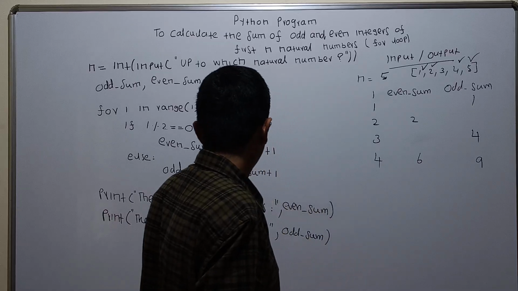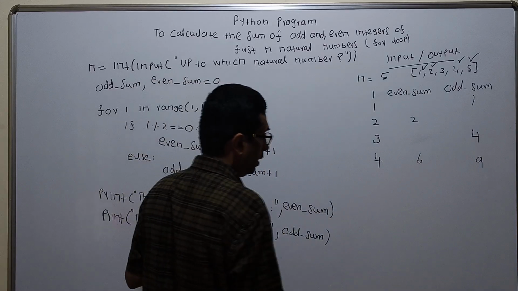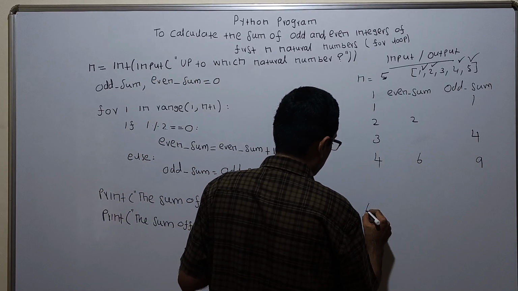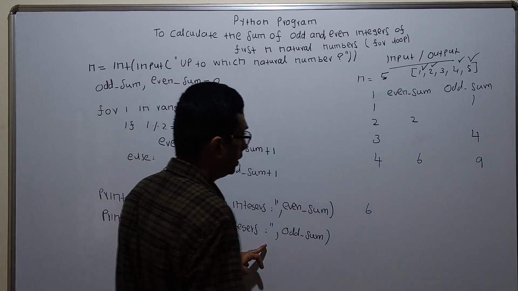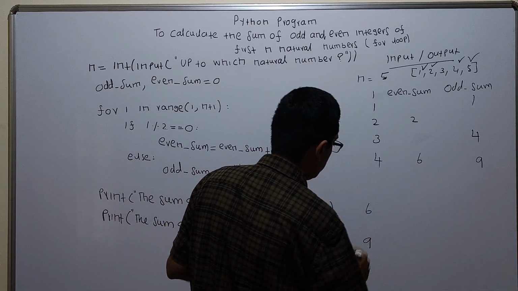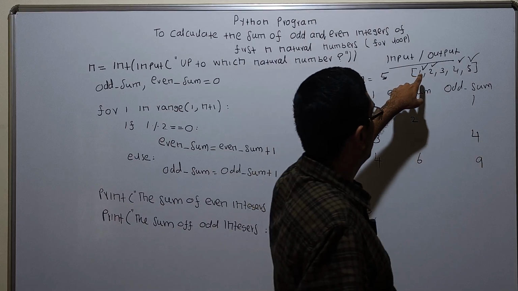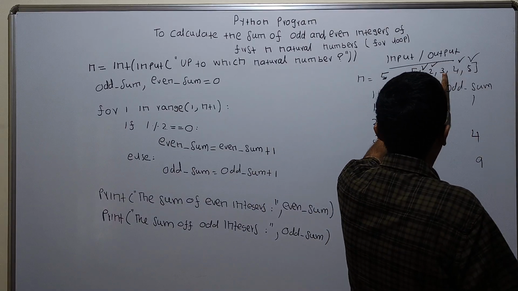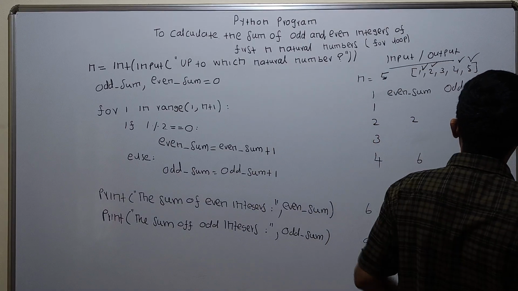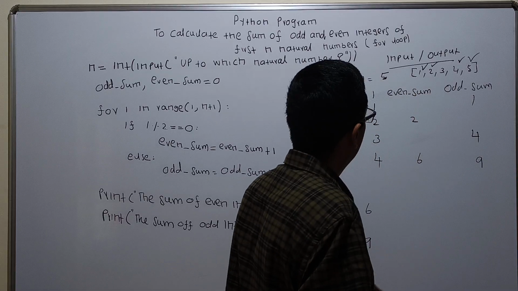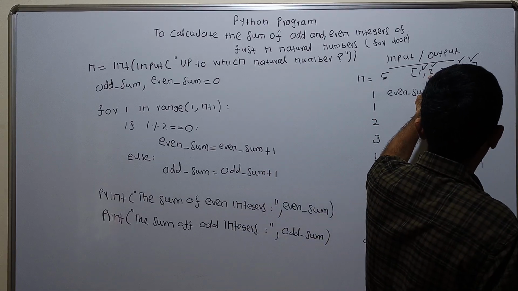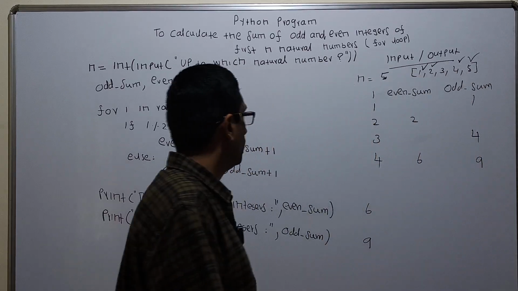So my output: the sum of even integers, here I am getting an output that is 6. The sum of odd integers, the value is 9. So we see here the odd numbers 1 plus 3, 4; 4 plus 5, that is 9. Okay, so correct. And the even numbers are 2 and 4; 2 plus 4 equal to 6. The program is working perfectly.